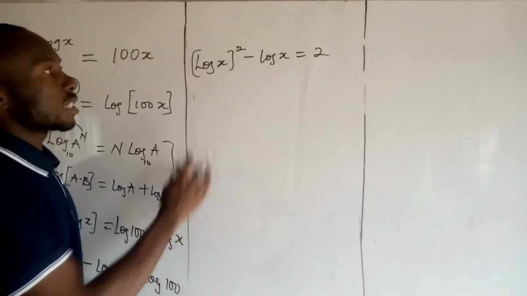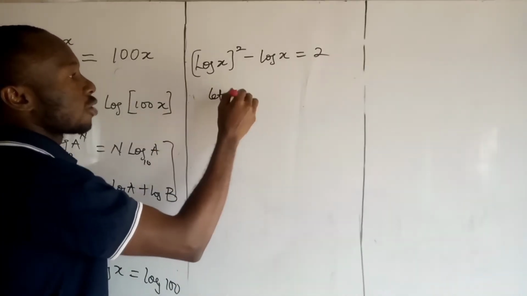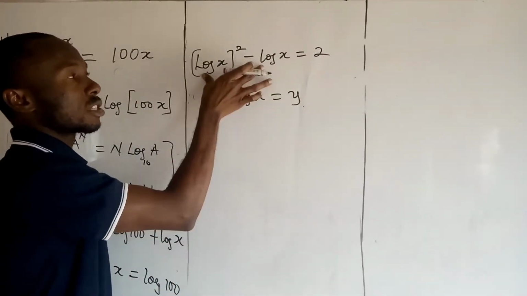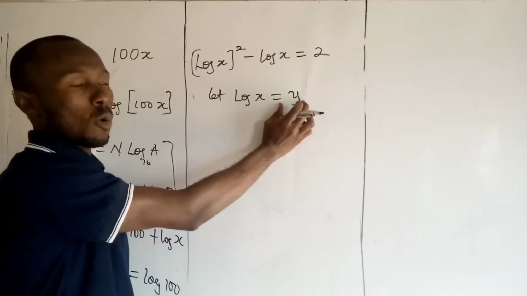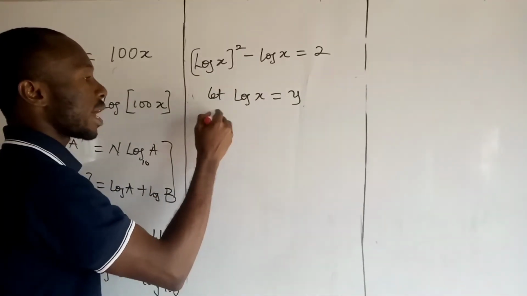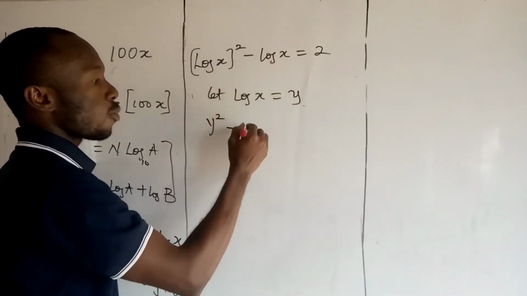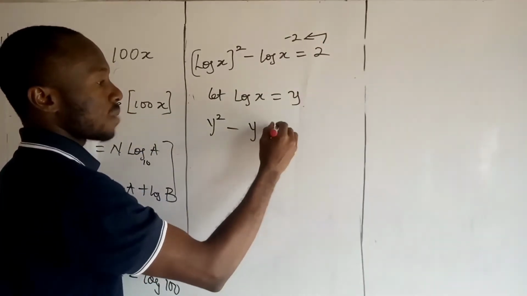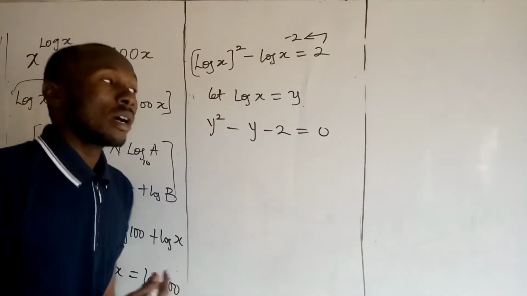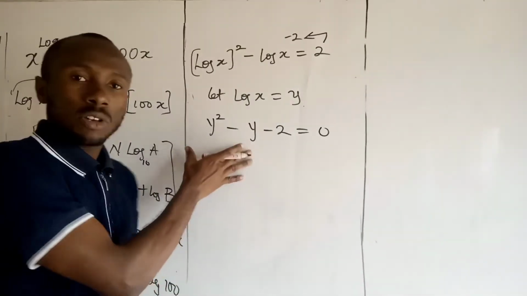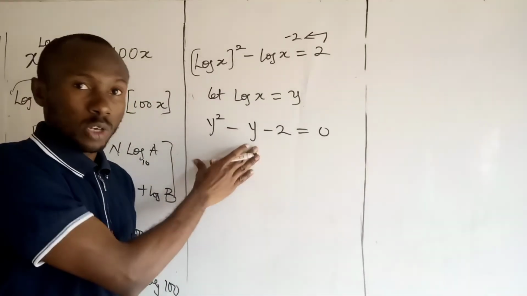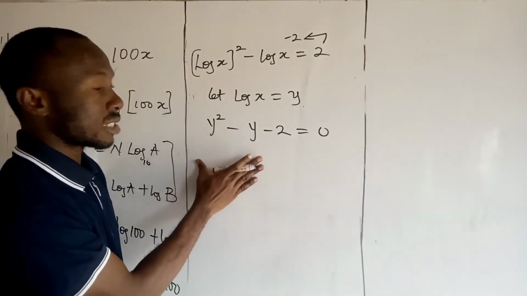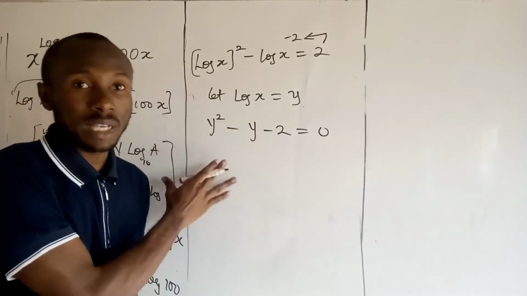Then, from this point, I'll say let log x be equal to y. So whenever I see log x in this equation, I'm going to substitute it as y. So I have y squared minus y, then if I take this guy into this equation, it's going to be minus 2 equal to 0. Now we have a quadratic equation right here to solve. And I'm going to solve this quadratic equation by factorization method because it is factorizable.